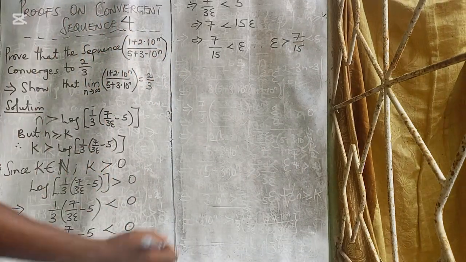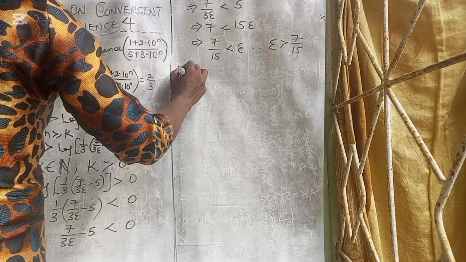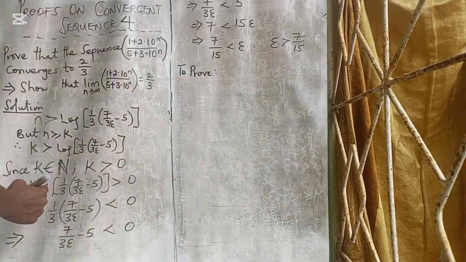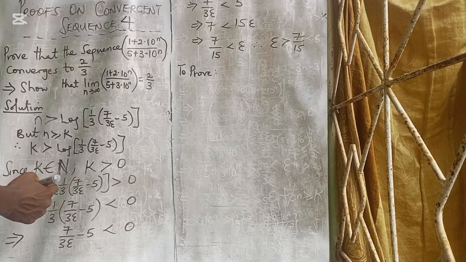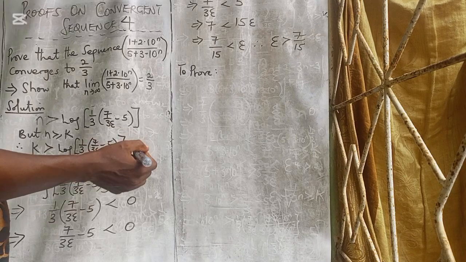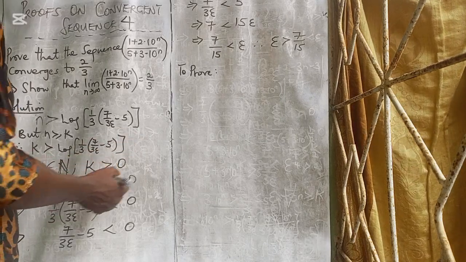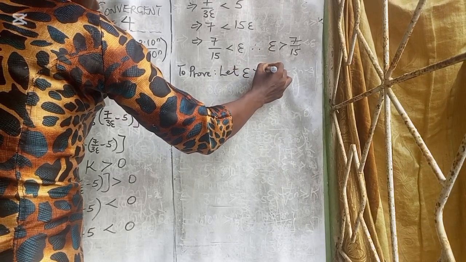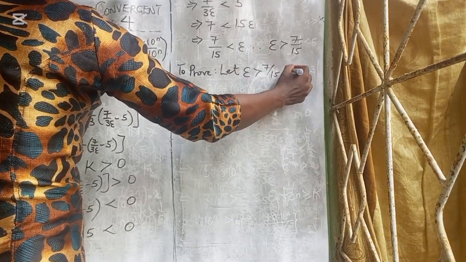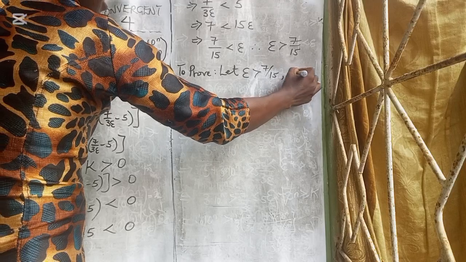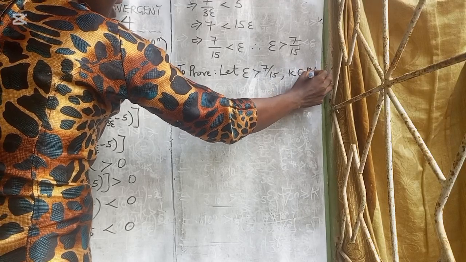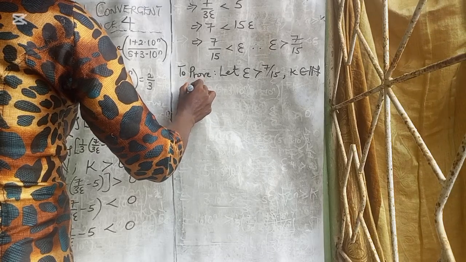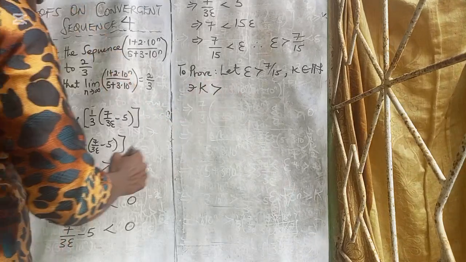We can now go ahead to prove, because we have gotten a k value that will work. What are the assumptions we will take in order for us to prove? Let epsilon be greater than 7 over 15 and k belonging to the natural numbers such that k is greater than what?